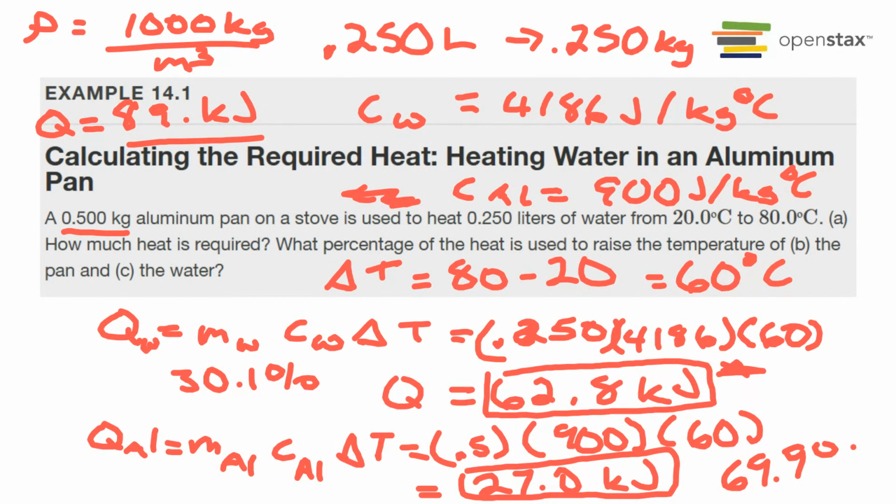So you actually are going to need more heat energy to heat up the aluminum, and then that gets transferred to the water. So just to recap, this is the total energy. This is the energy for the water. This is the energy for the aluminum. And then the percentages are 30 and 69.9%.